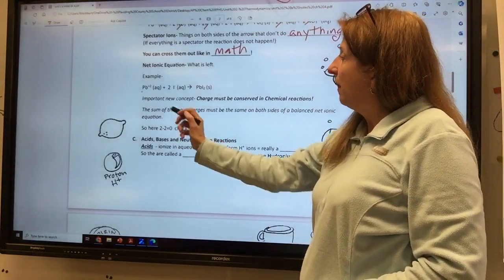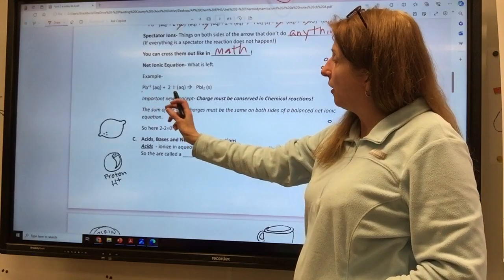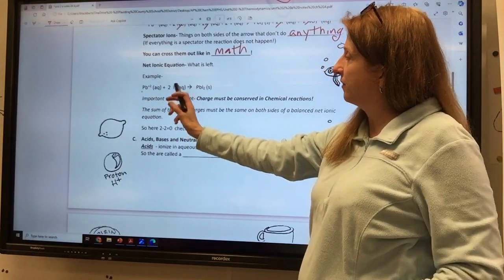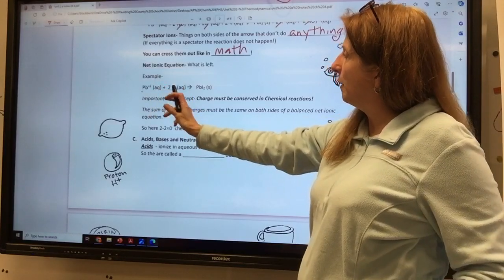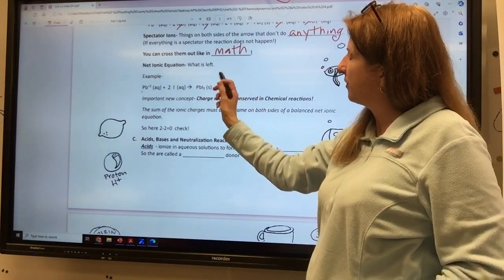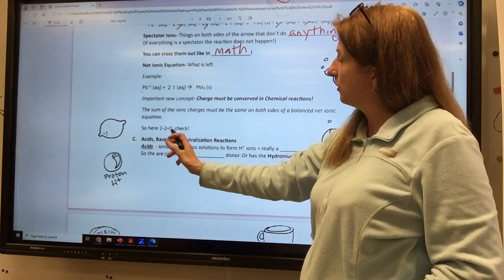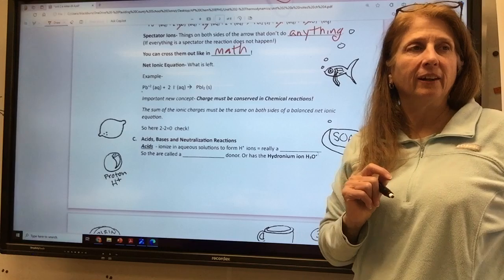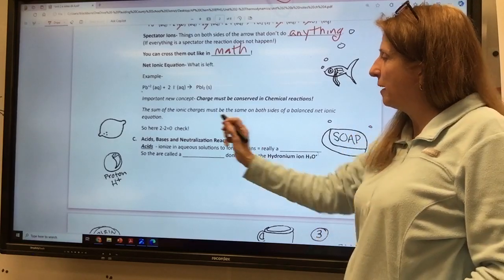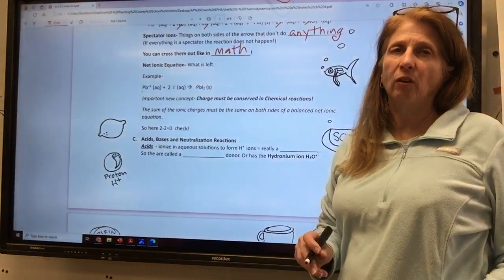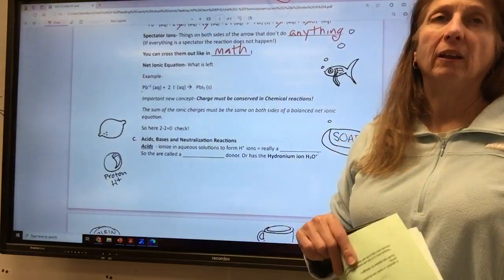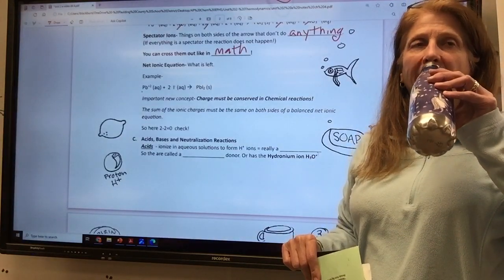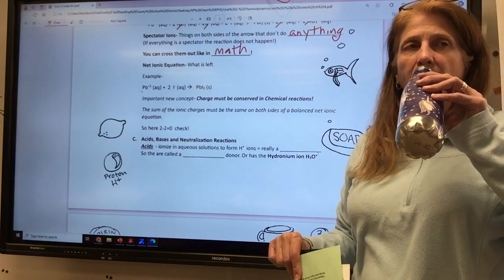So here, this is plus 2. There I've got 2 minus 1s. So if I do 2 times -1, that's -2. 2 minus 2 is 0. This has a charge of 0. We good with that idea? I like math when the answer is 0. Yes? So the charge of the reactants has added to 0? Yes.